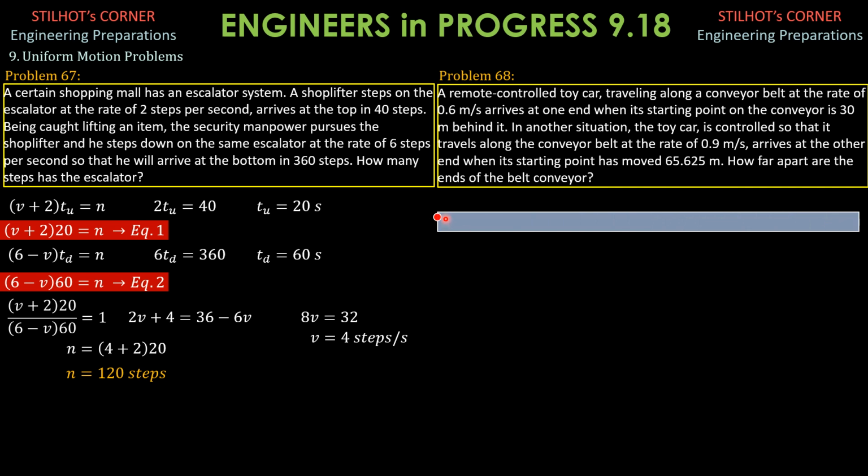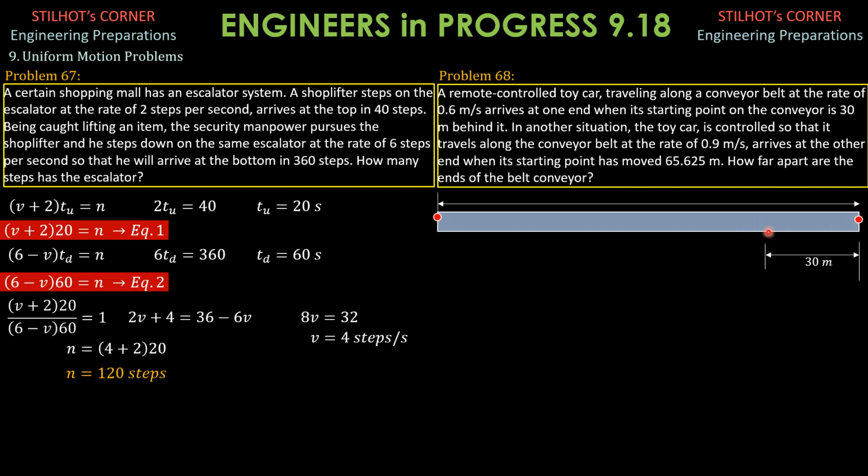So this is the starting point, and we have a point on the ends of the conveyor belt, and this is equal to quantity V plus 0.6 T1 equals V plus 0.9 T2. So this is for the first situation when the toy car arrives at the other end. The starting point will also move because the conveyor belt has also its own speed. So it reaches this point at the same time the toy car has arrived on the other end.